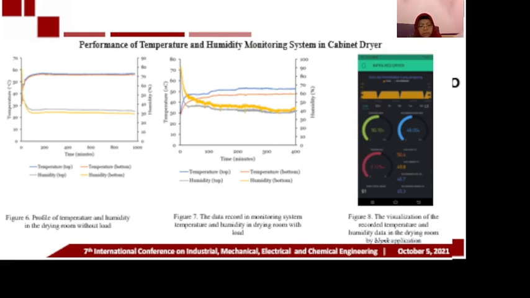Performance of temperature and humidity monitoring system in cabinet dryer. Figure 6. Profile of temperature and humidity in the drying room without load. Figure 7. The data recorded in the monitoring system of temperature and humidity in the drying room with load. Figure 8. The visualization of the recorded temperature and humidity data in the drying room by the Blynk application.